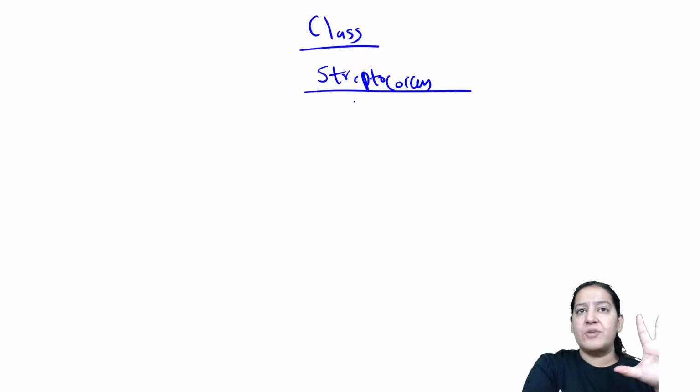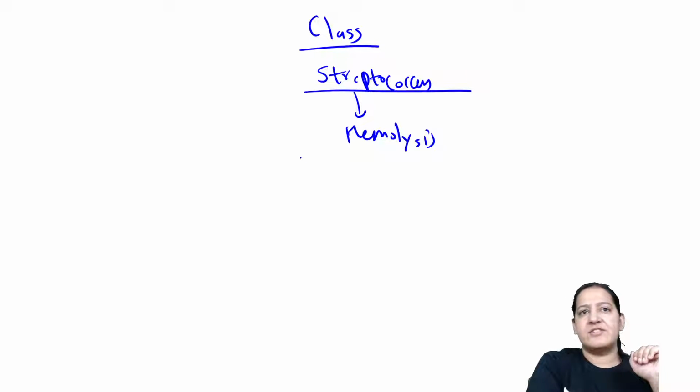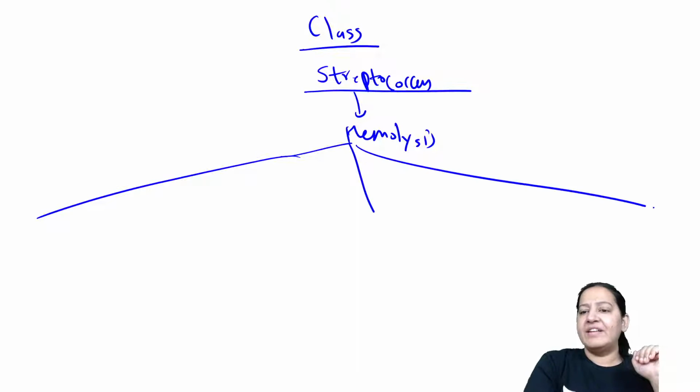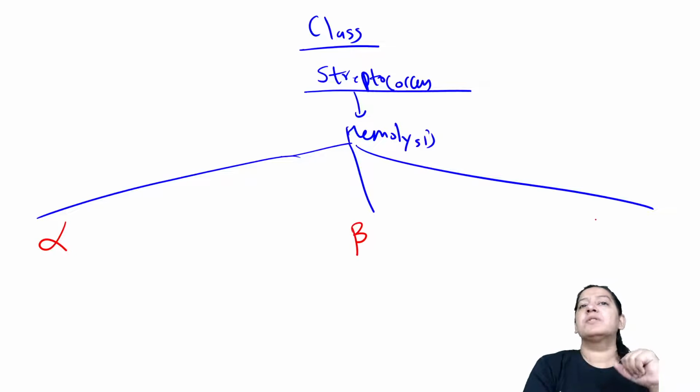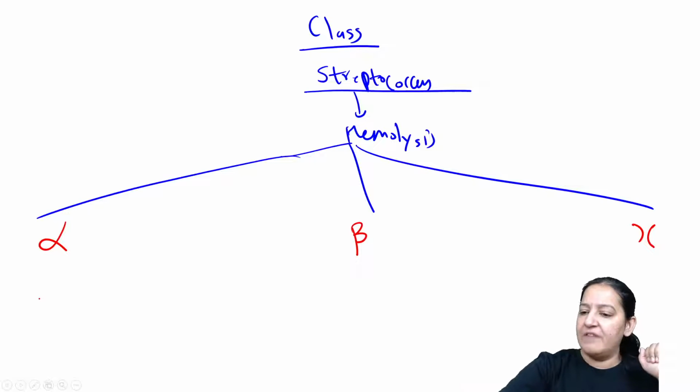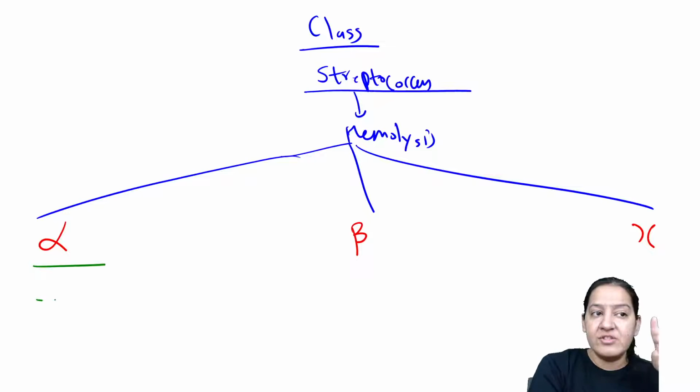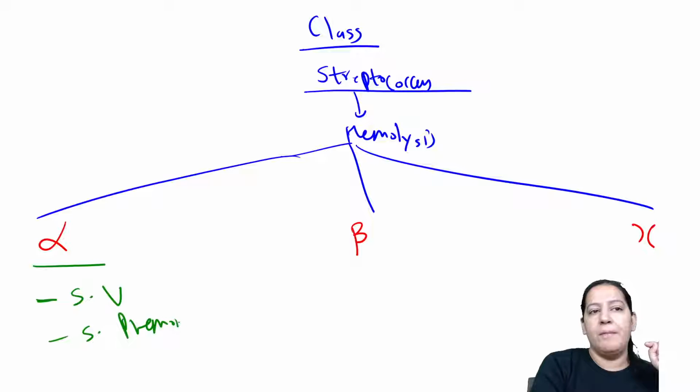We classify Streptococcus based on hemolysis. We divide Streptococcus into 3 categories: alpha hemolysis Streptococcus, beta hemolysis Streptococcus and gamma hemolysis Streptococcus. Which Streptococcus are coming in alpha? In alpha there is Streptococcus viridans and Streptococcus pneumoniae, right?